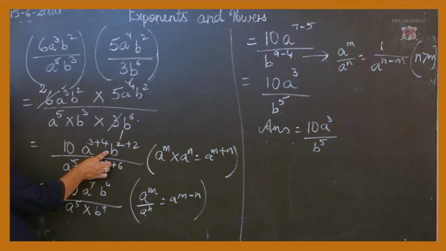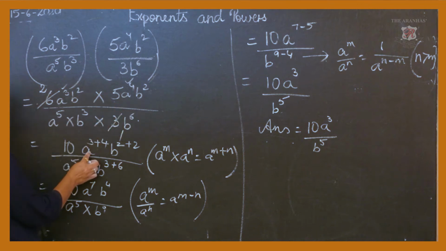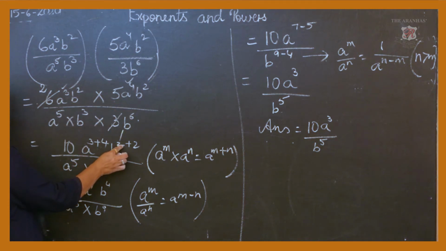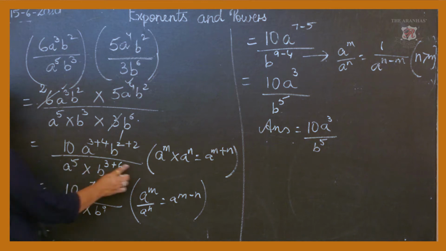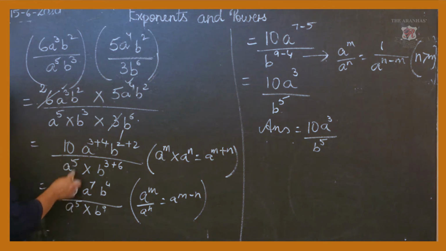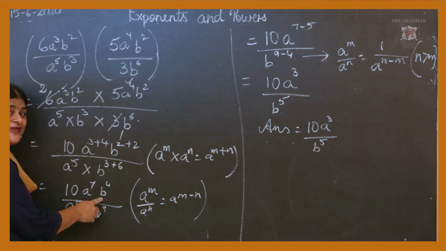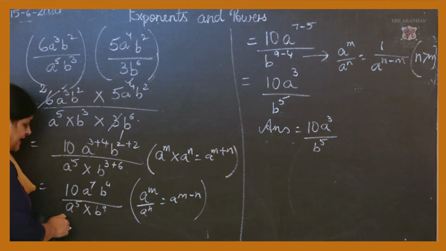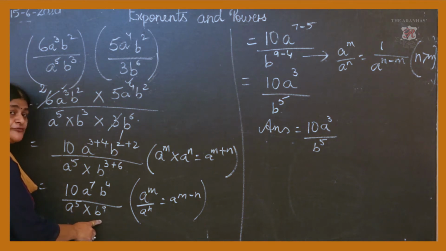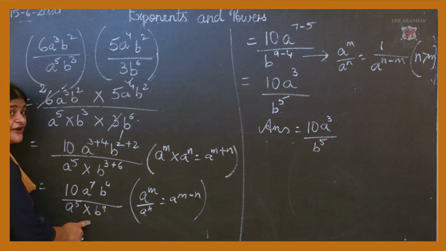How did you get this 3 plus 4? Now here you have 3 and here you have 4. So 3 plus 4, b to the power of 2 plus 2 upon a to the power of 5 into b to the power of 3 plus 6. That is equal to 10. Start evaluating it. 10, a to the power of 3 plus 4 will give you 7, b to the power of 4 upon a to the power of 5 into b to the power of 9. Now here you are writing b to the power of 9.